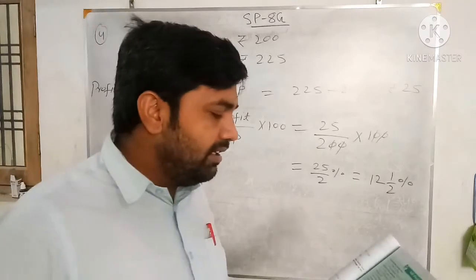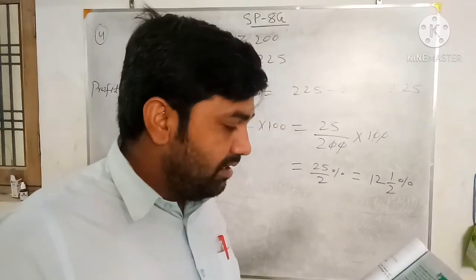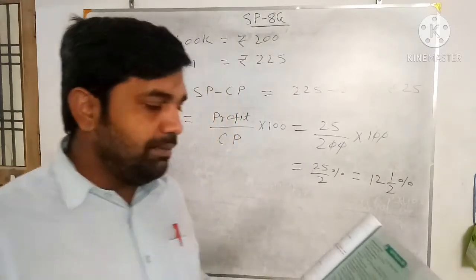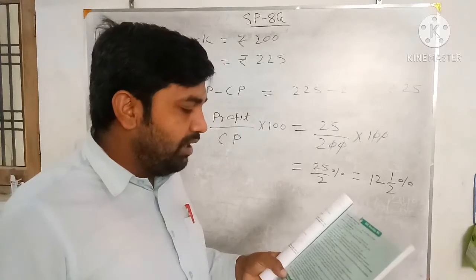That I am leaving the homework here. The cost price of the calculator is given and the gain percent is given, selling price asked. You can use the formula (100 plus profit percent) upon 100 into CP. Similarly, the question number 6 you can do.